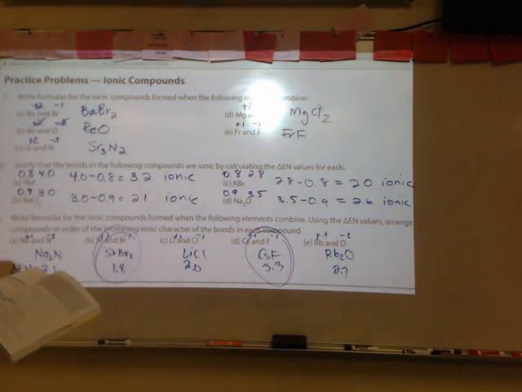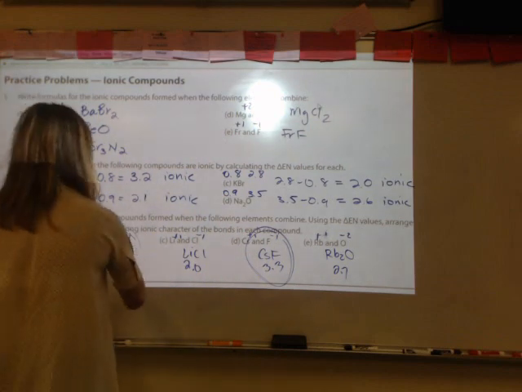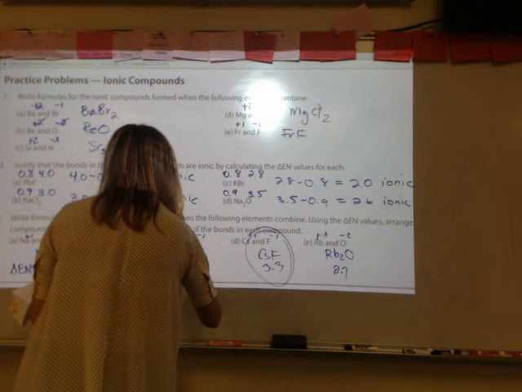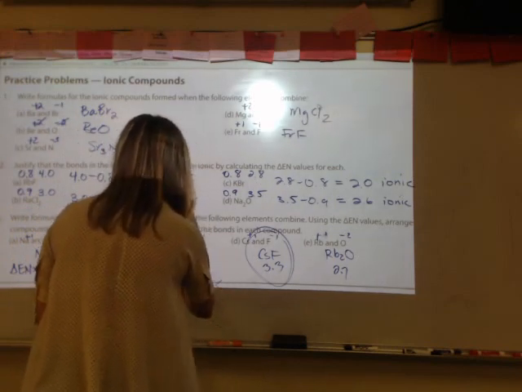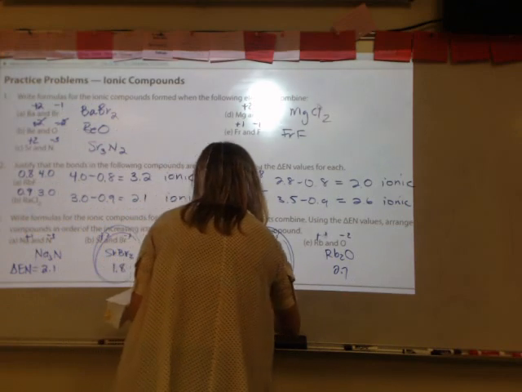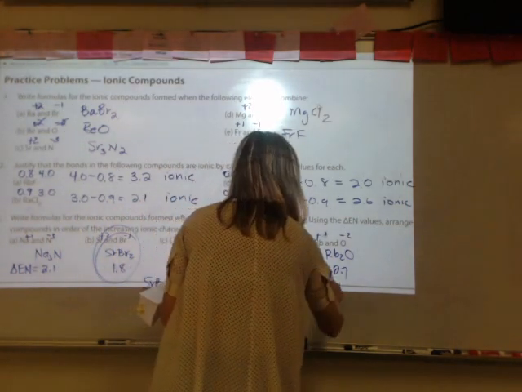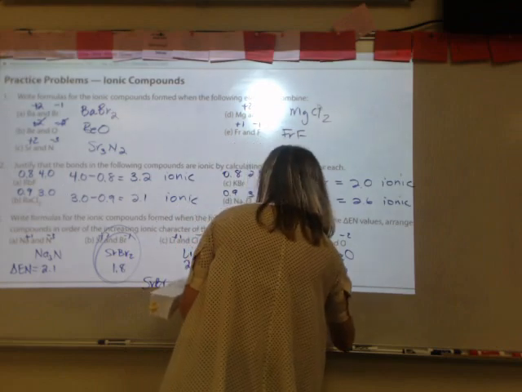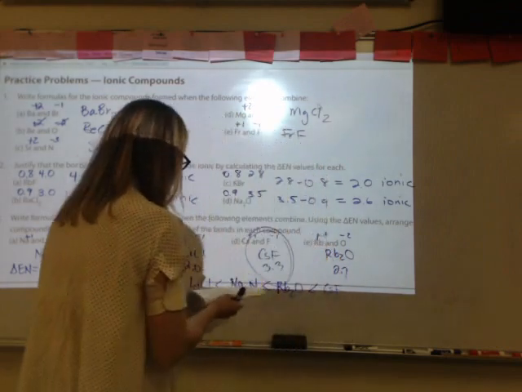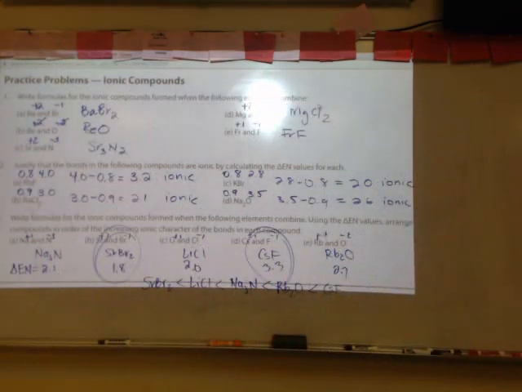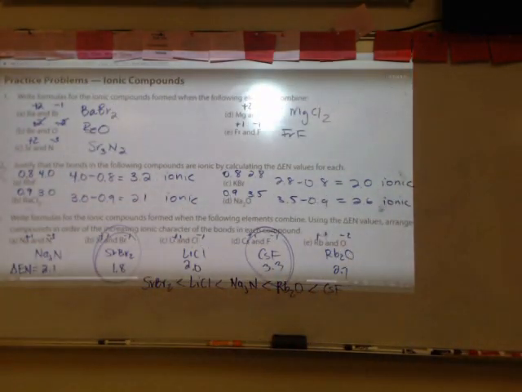So if we're putting these in order of increasing ionic character, you would want to start with the lowest one first. So it would be SrBr2 as the lowest, followed by LiCl at 2.0, followed by Na3N at 2.1, Rb2O at 2.7, and CsF at 3.3, okay? Let's turn to the next page and let's talk about covalent bonds.